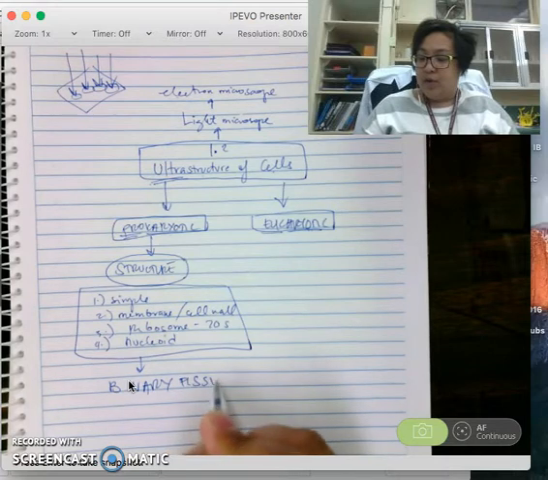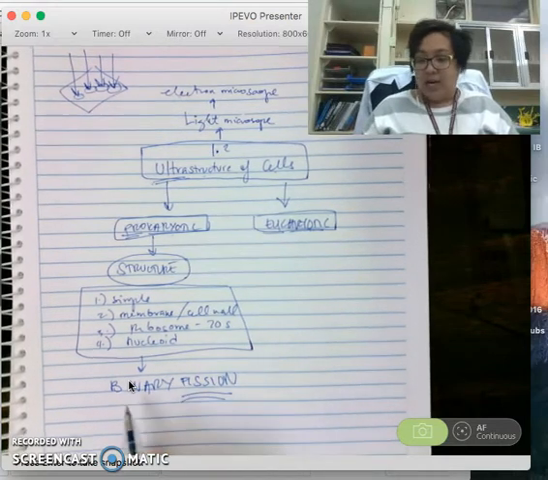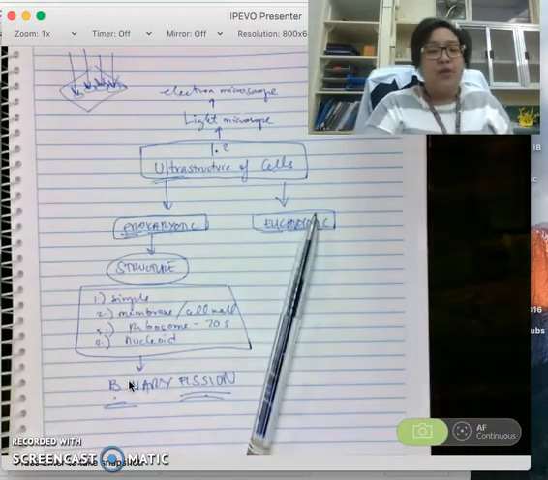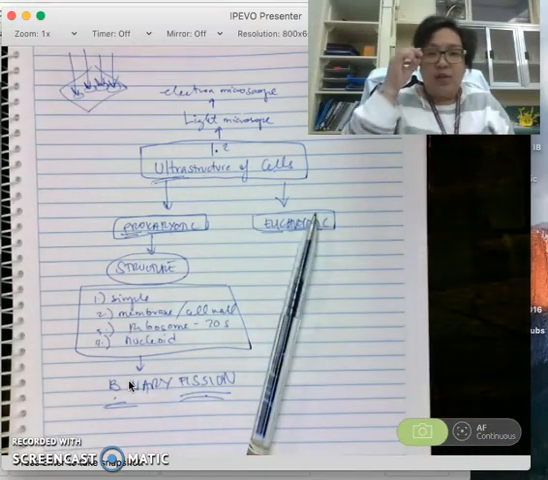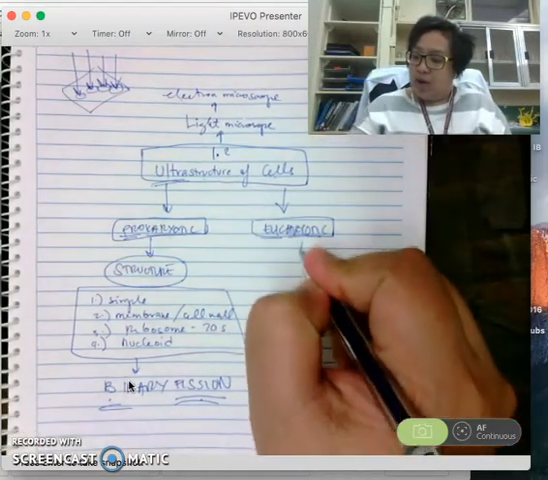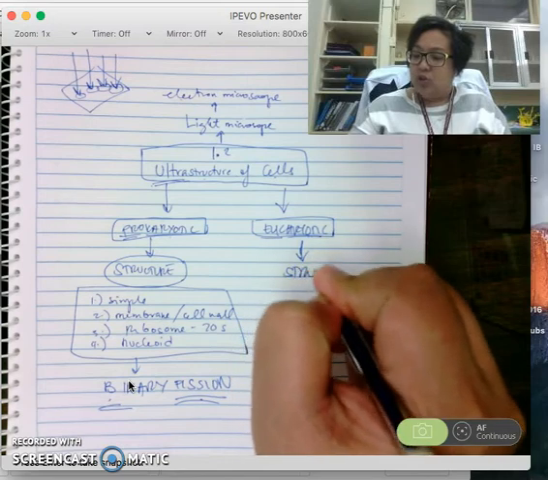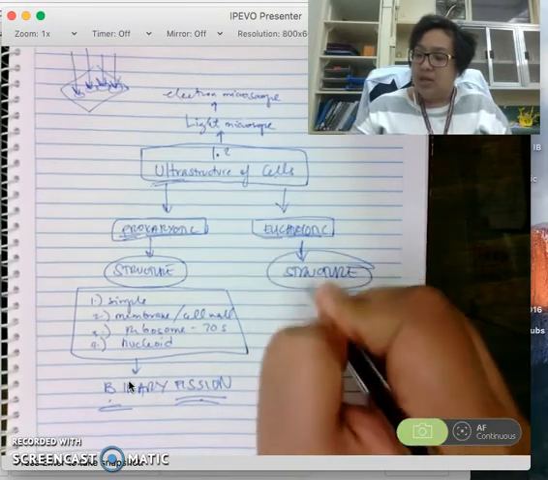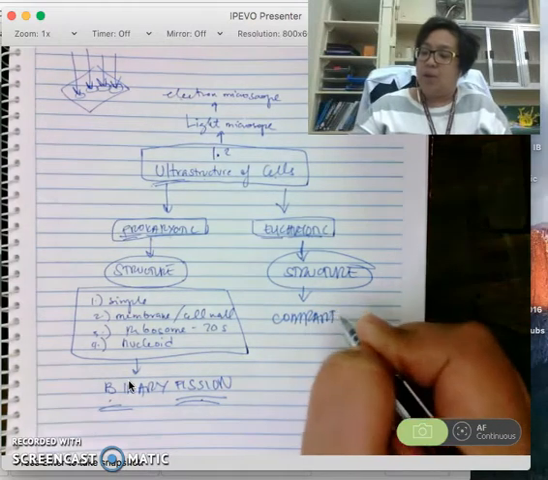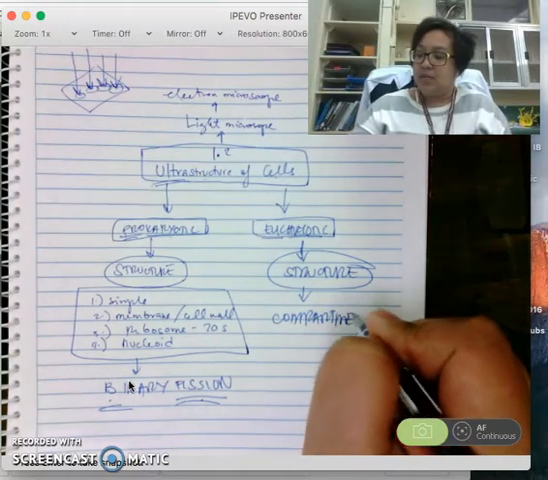Fission comes from the word to split. Binary means two, to split into two. Now for your eukaryotic cells, these are more complex cells, and your eukaryotic cell structure shows compartmentalization. So what is compartmentalization? What are compartments?